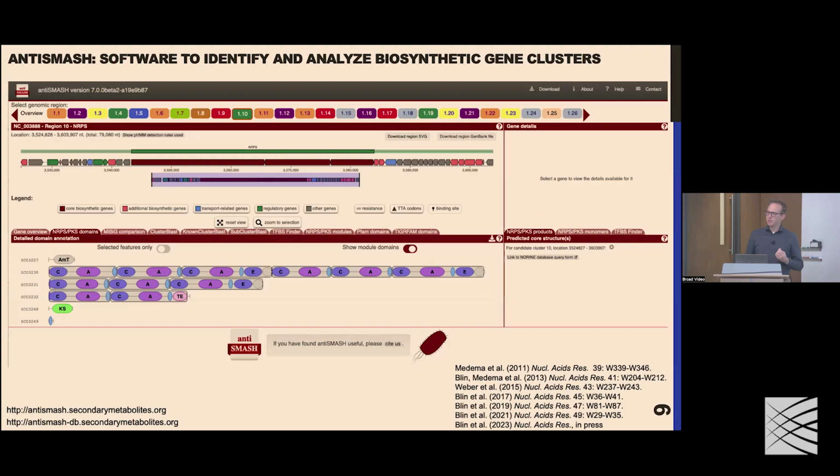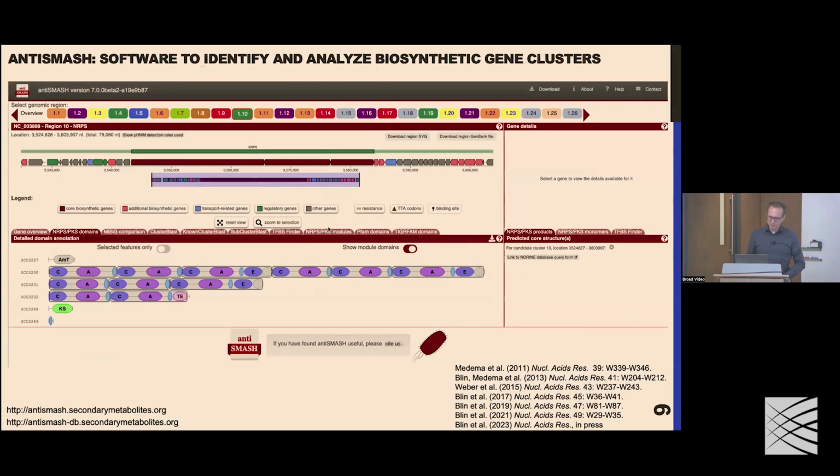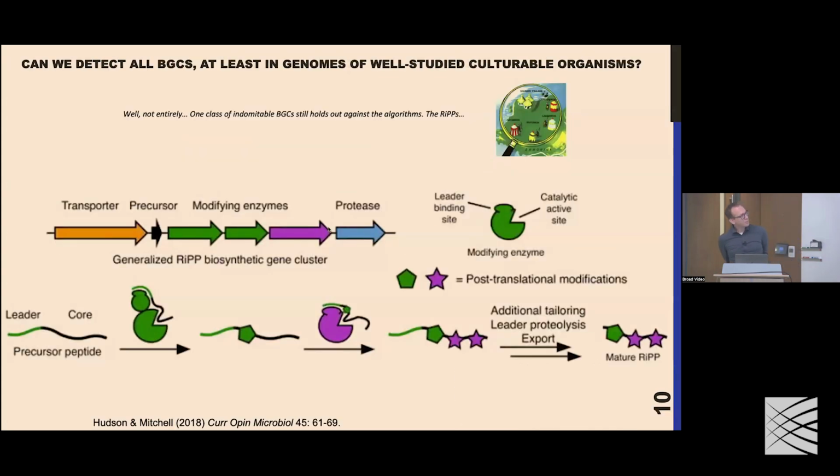There are also some kinds of pathways that are more tricky and more difficult, because they don't work very well with this kind of rule-based concept, since there are no domains A, B, or C that are always present. In particular, this is the case for the ribosomally synthesized and post-translationally modified peptides, which often play key roles in microbiomes. These are also called RiPPs for short.